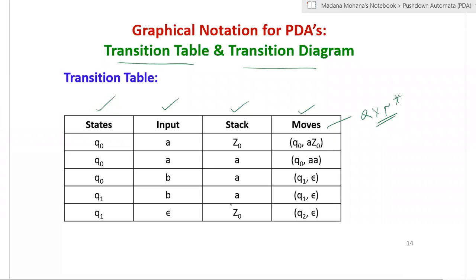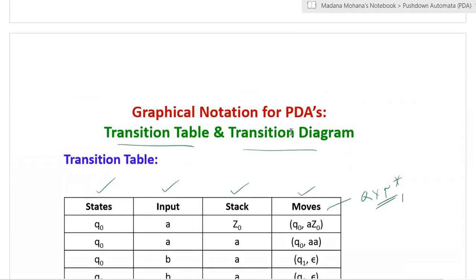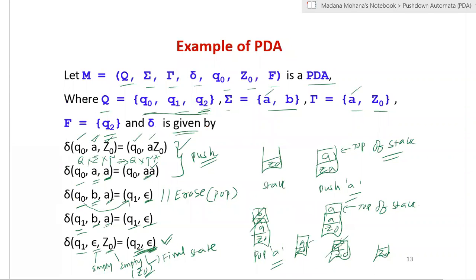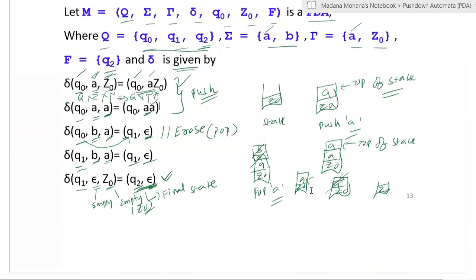Now recall the previous example and see how the table is constructed. Simply take each and every move: what is the state, what is the input symbol, what is the stack symbol, from the left-hand side of that move. Then for the moves, you write the right-hand side values completely. Now see the first transition. Delta of Q naught, that is the current state, input symbol is A, stack symbol is Z naught. So you substitute the same values in the first, second and third columns. On the right-hand side, substitute directly Q naught comma A Z naught, the entire move including brackets.